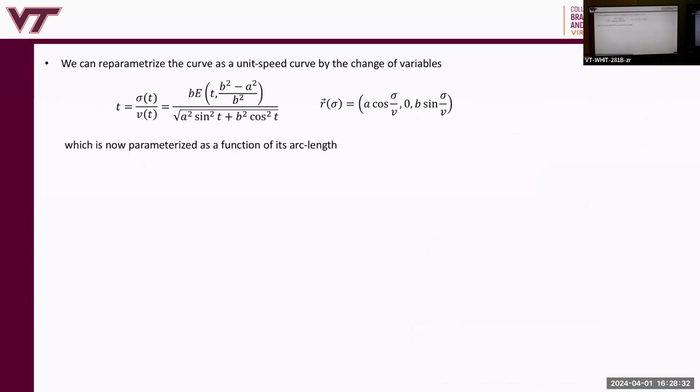Now, to reparameterize the curve and make it unit speed, we have to do the change of variables, where t is equal to sigma divided by v. Sigma of t is the incomplete elliptic integral of the second kind, and the velocity is here, right? Everywhere we see t, we replace it by sigma by v, and we get the unit speed parameterization, which is now a function of sigma, the arc length, all right? Good? Very nice.